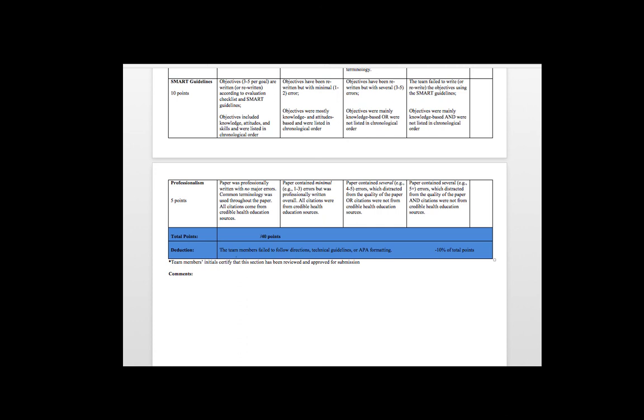Moving on to the blue shaded box, we have our total points in our deduction rows. So this assignment is 40 points, and if you or your team members fail to follow directions, technical guidelines, or APA formatting, there will be a 10% deduction of total points. So double check each other and proofread before submitting the final assignment.